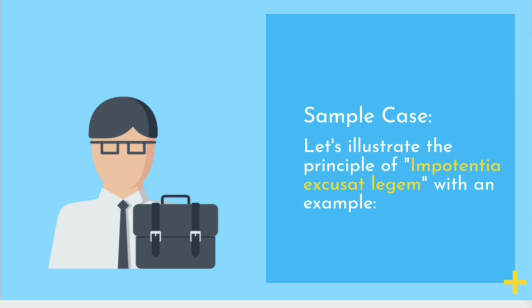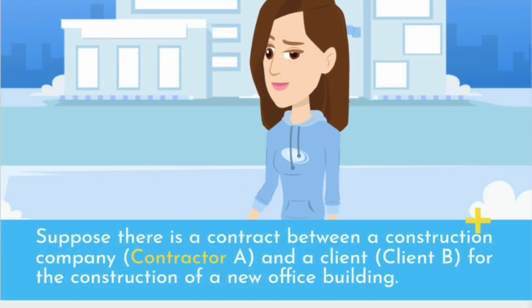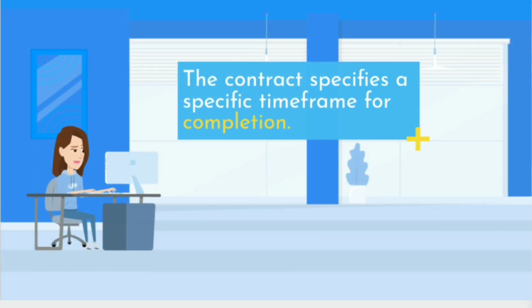Sample case. Let's illustrate the principle of impotentia excusat legem with an example. Suppose there is a contract between a construction company, contractor A, and a client, client B, for the construction of a new office building. The contract specifies a specific time frame for completion.